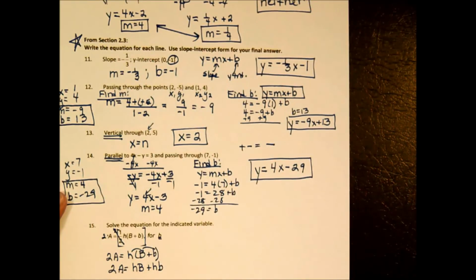Now I want to isolate the term that contains my variable b, so I'm going to isolate this by subtracting h big B.